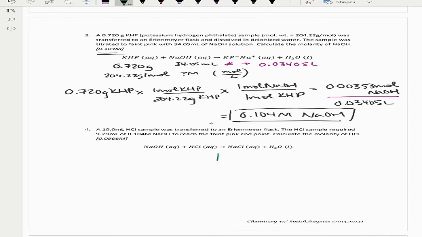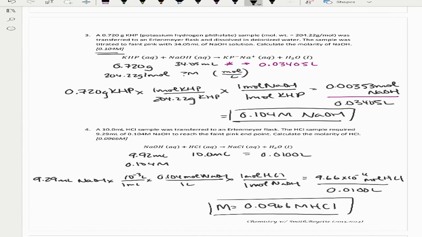All right, it's your turn. Pause the video. If you don't get it, check your answer. And then if you're struggling, then press play and compare the answer. All right, to walk you through the answer, we convert from milliliters to liters. We go from liters to moles using our molarity. We use mole ratio to go from moles of NaOH to moles of HCl. Then we divide those final moles of HCl by the volume of HCl that we used to get our molarity.